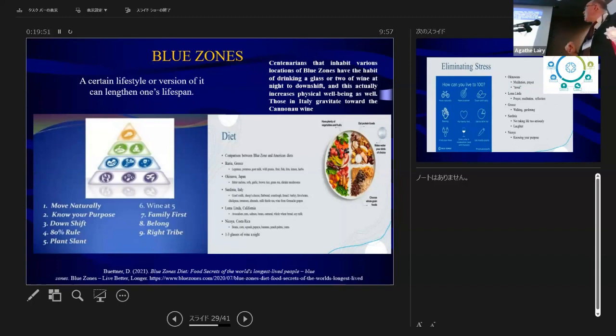And you can see here this pyramid for these centenarians that have some habits in this area, especially in Sardinia. For example, they are drinking wine, Cannonau, that is Grenache wine, that they drink generally with meals, 1-3 glasses of wine a night. And so you can see this pyramid: move naturally, know your purpose, downshift, the 80% rule. It means that we should not eat more than 80%. We should not leave a meal full, in fact. It's a little bit less.